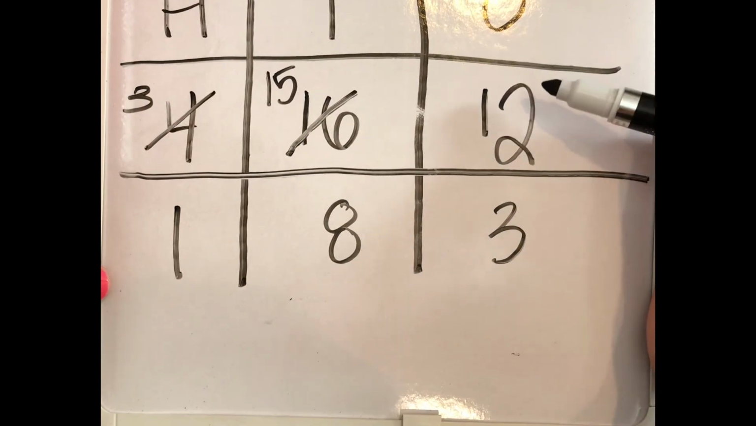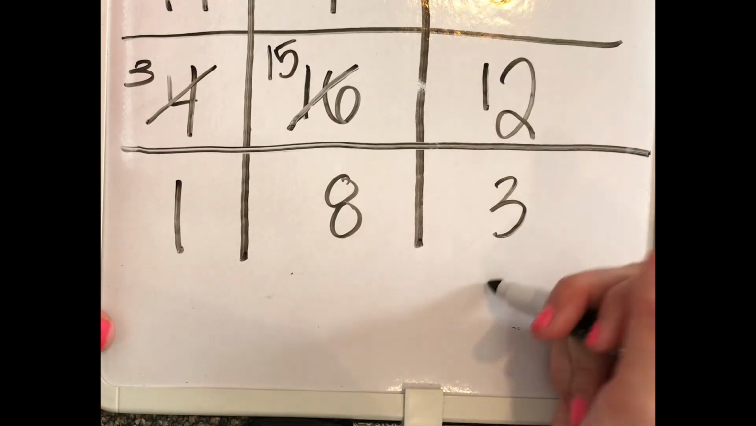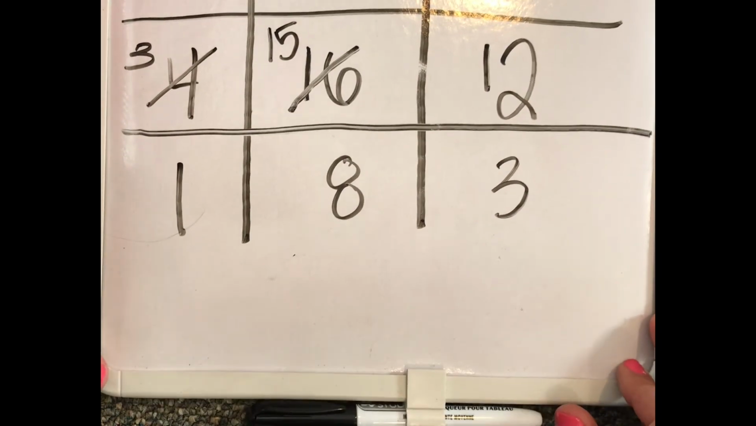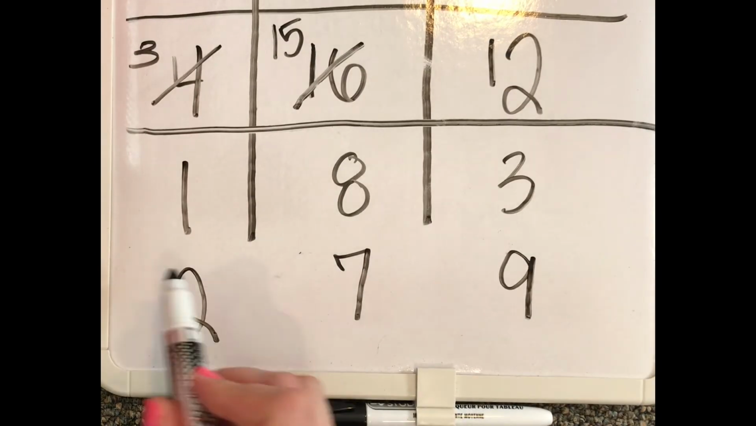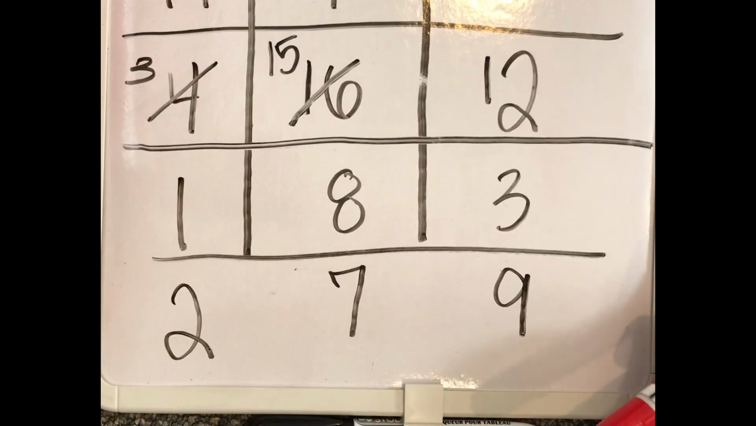and then we can simply do our subtraction, which 12 minus 3 is 9. 15 minus 8 is 7. 3 minus 1 is 2. So we have our solution of 279.